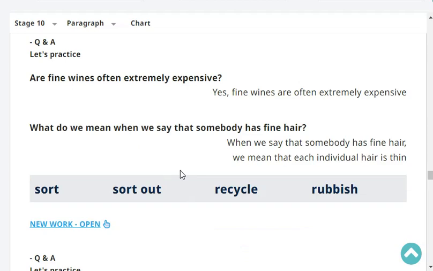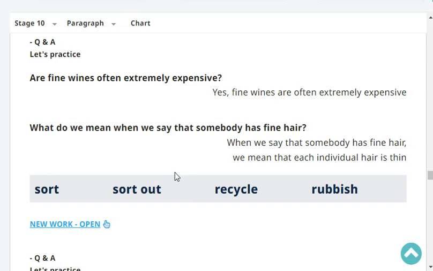Are fine wines often extremely expensive? Yes, fine wines are often extremely expensive. Very good. What do we mean when we say that somebody has fine hair?